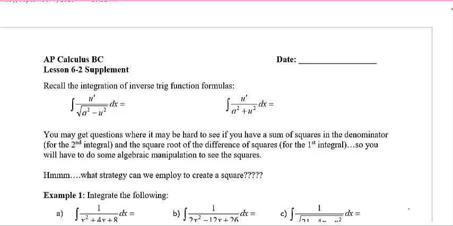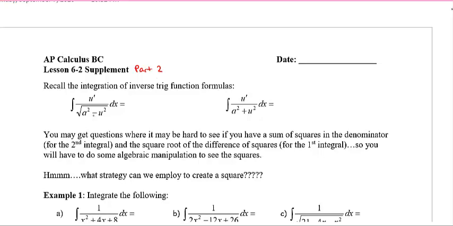I'm so glad you came back to do lesson 6.2 supplement. This is actually part 2. Remember in part 1 we talked about the derivatives of arcsine, arccos, all those functions? Well, remember integration is the opposite of derivatives.